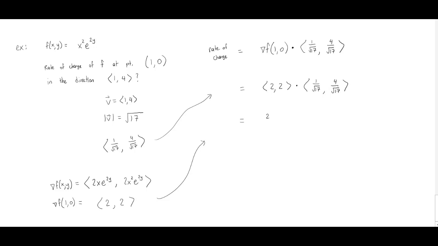And so it'll just be 2 over root 17. And then 2 times 4 will give me the 8 over root 17. So altogether, you could say it's 10 over root 17. Okay? All right, any questions about that?